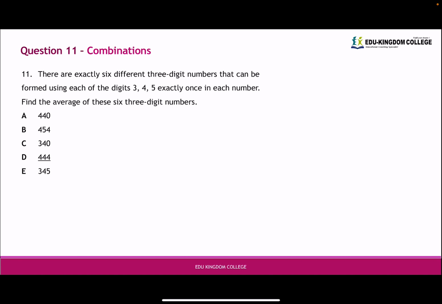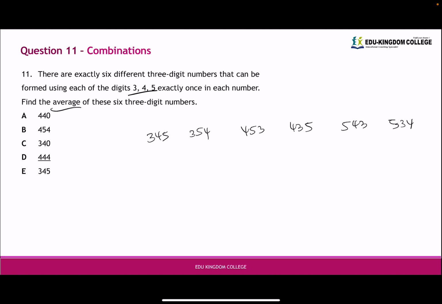Now, final question. There's exactly 6 different 3-digit numbers made with these 3 numbers. So they're going to be 345, 354, 453, 435, 543, and 534. What we need to do is find the average.